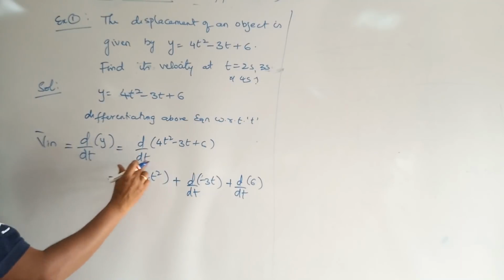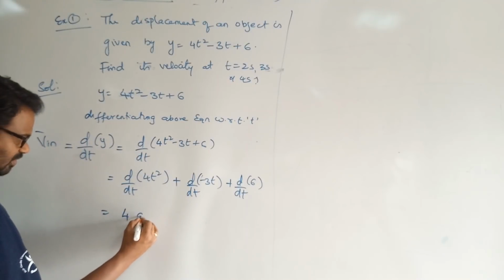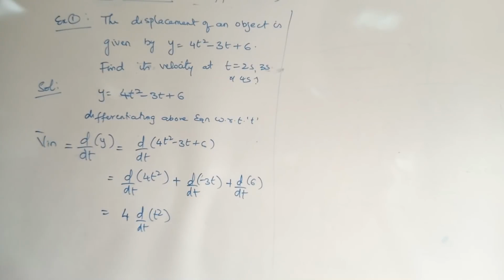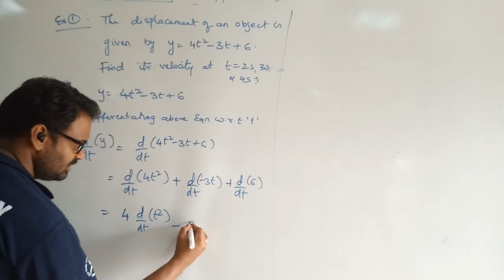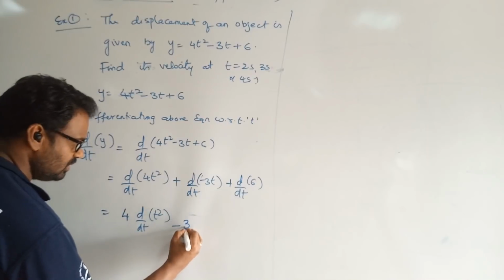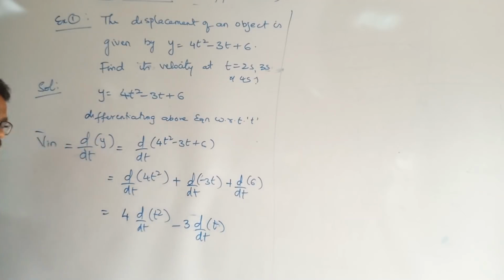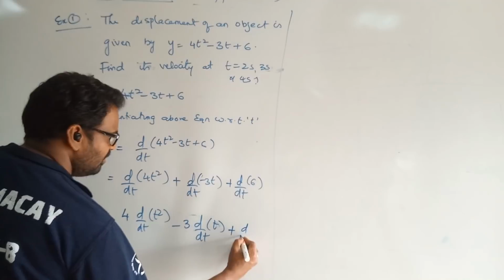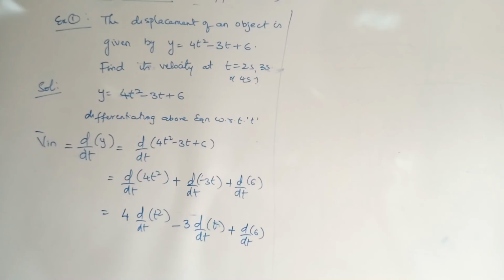Now if you have d/dt of 4t², 4 is a constant which comes out. That is 4 times d/dt of t². Then the minus comes out, so plus into minus gives minus. 3 is also a constant and can be taken out, so we have minus 3 times d/dt of t. No term comes out of the last one; it is simply d/dt of 6.